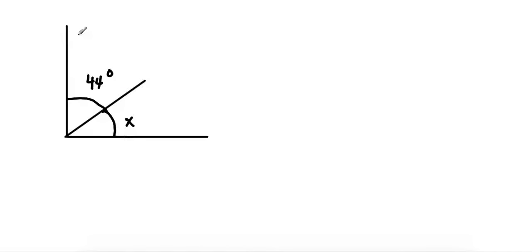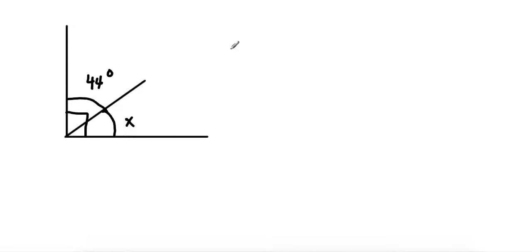Now here we have a complementary angle. We see these two angles. If we add their sum together, they should be 90 degrees. I have a 44-degree angle and I also have a missing angle, and I'm not sure what that is yet, but I do know that this is a complementary angle. So what I'm going to do is create an equation to help me solve for this missing angle.